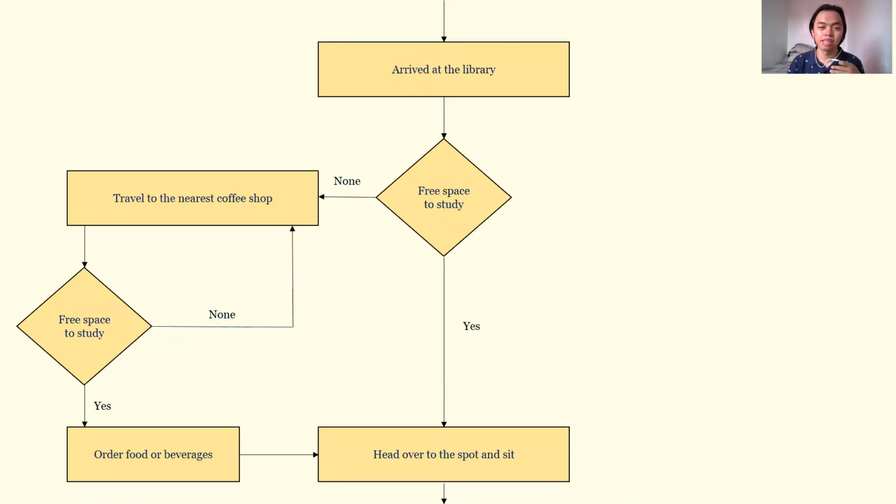As you can see in my flowchart, I've created two different scenarios. First up is when there is already a free space to study at the library, and the second is if there is none. I will first discuss the scenario wherein there is no free space to study at the library. The next action that I will take is travel to the nearest coffee shop. Coffee shops attract most students because they have nice ambience, and it is a great environment to study because you can order food while studying.